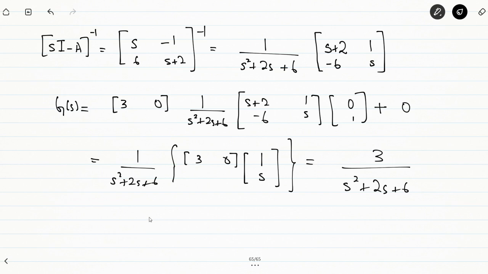This is G of S, the transfer function of the state space model that we obtained, which is 3 over S square plus 2S plus 6. Fine. So now if we want to find out the poles of this equation, we can substitute S square plus 2S plus 6 equal to 0 and see what will be the location of the poles. Right? So this is about the state space to transfer function approach.